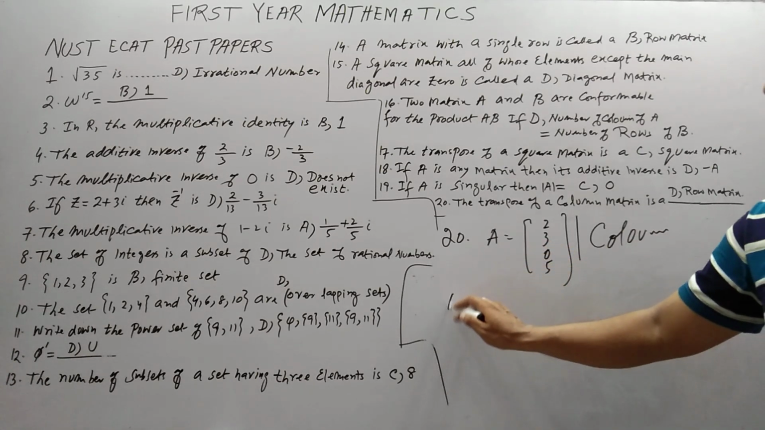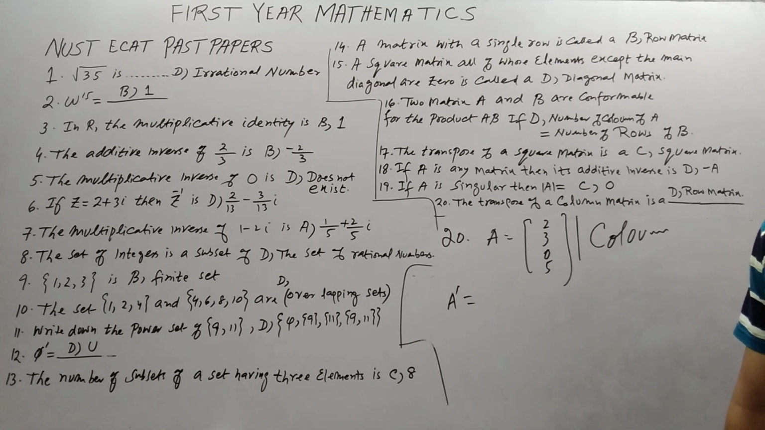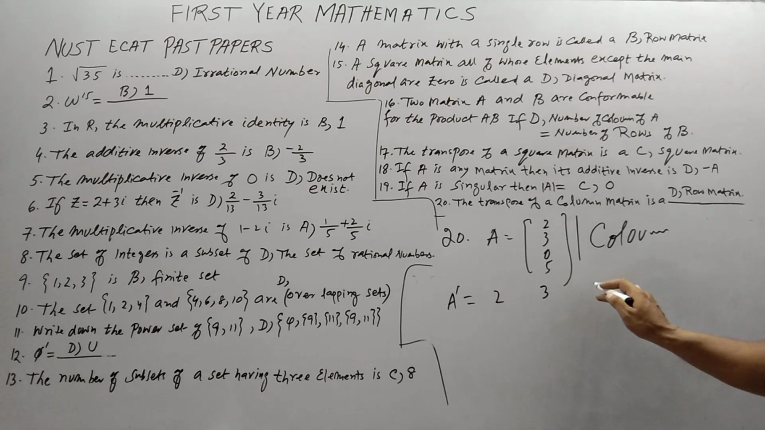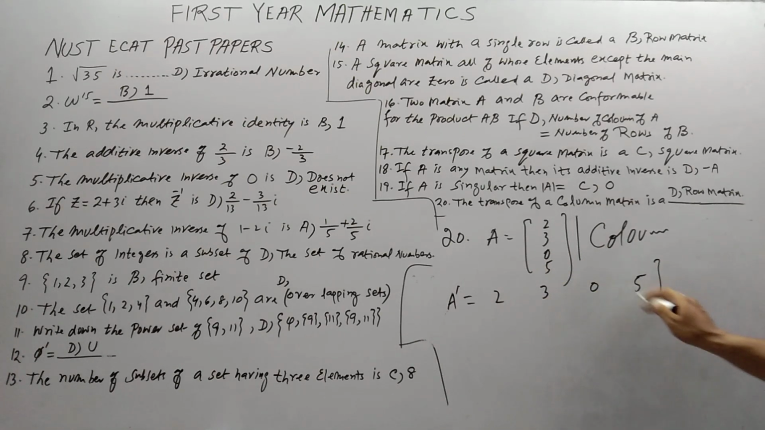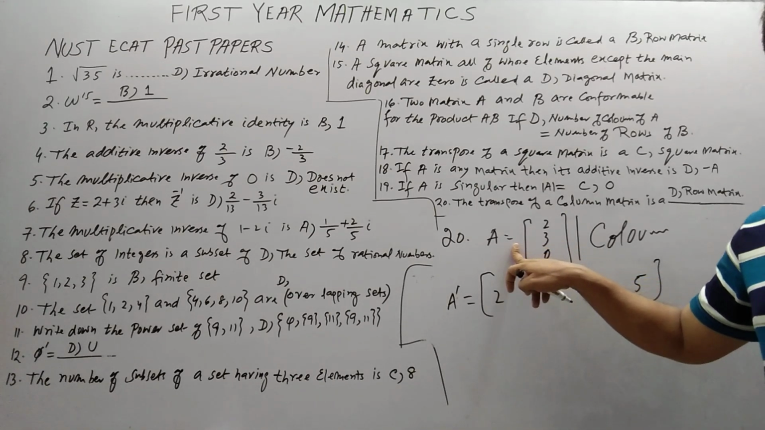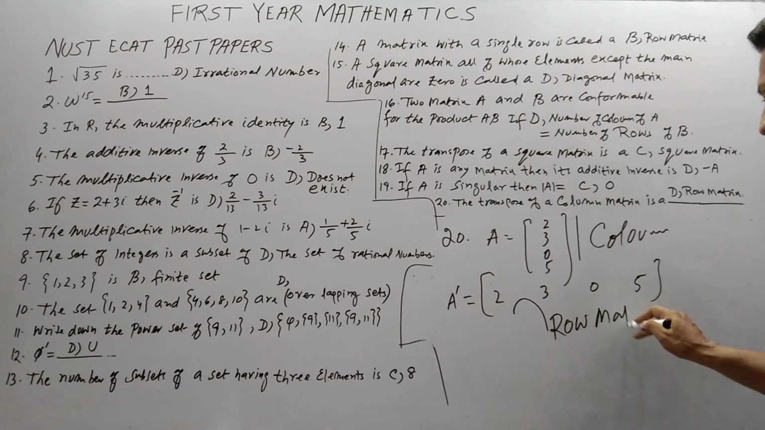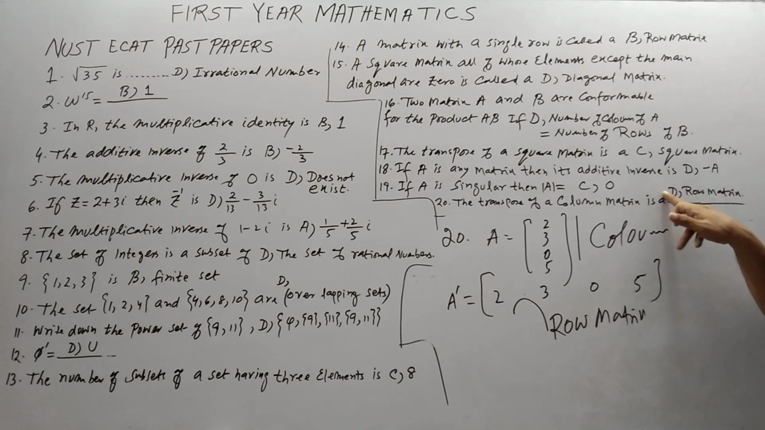Now find the transpose. Transpose means convert rows into columns and columns into rows. 2, 3, 0, 5. So the transpose of a column matrix becomes a row matrix because it has only one row. Therefore, the correct option is option D, row matrix. I hope you understand these 20 MCQs.